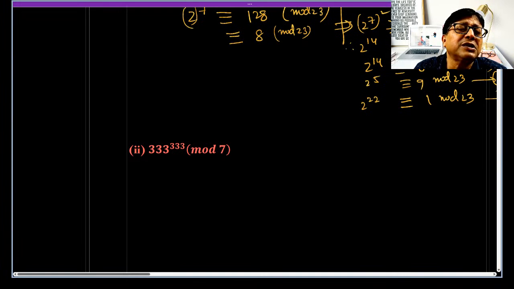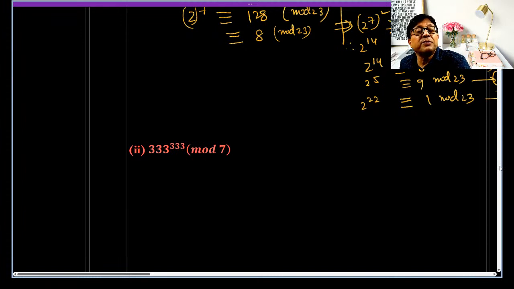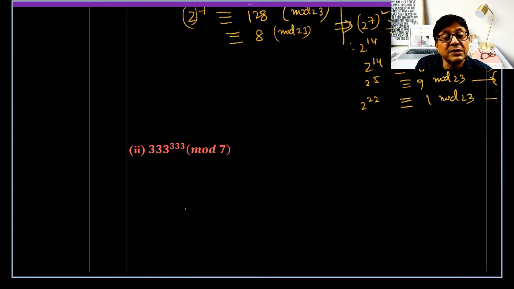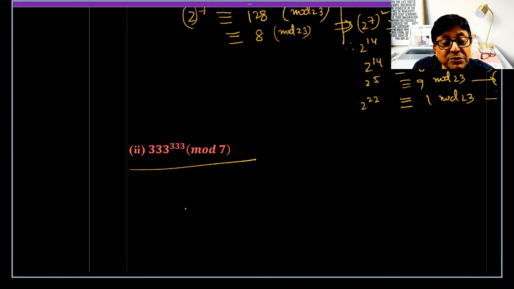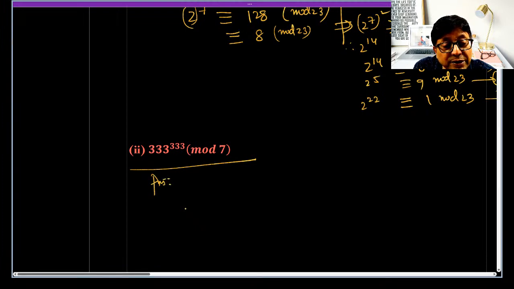333 to the power 333 mod 7. Okay? Many ways are there. In IOQM, if you get this question, you can do it by using the cyclic method. You can do it by using the binomial theorem. But I'll tell you a more elegant idea you get in number theory. In Fermat's little theorem, we can start directly with that. But 7 is a prime number, so you can start this way.